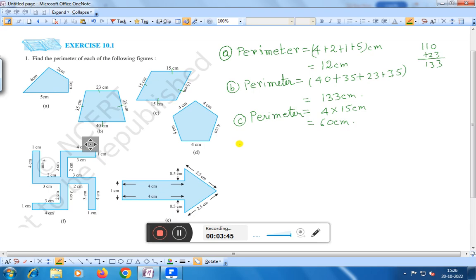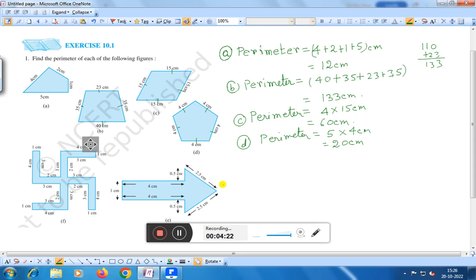Now question number D. Here you see, all the sides are of the same length, that is 4 centimeter, 4 centimeter, 4 centimeter, 4 centimeter and 4 centimeter. How many sides? 1, 2, 3, 4, 5, right? Therefore perimeter is equal to 5 into 4 centimeter, and that is equal to 20 centimeter, right?